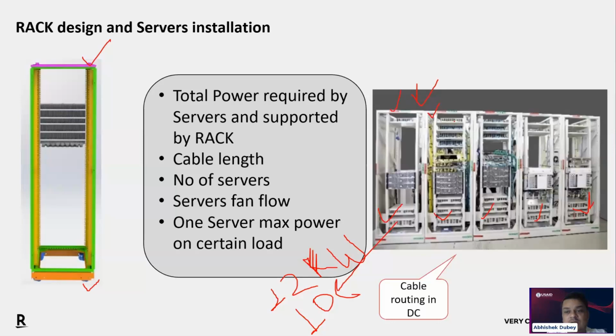These are the racks: rack 1, rack 2, rack 3, rack 4, rack 5. So you calculate. You also have to consider the cable length and cable routing. The number of servers I already mentioned. Also consider the server fan flow, front or back, and one server's max power at a certain load. We usually consider that this server will give you this much power at 70% load, 50% load, or 100% load. The customer may ask you to calculate or dimension the server based on 70% load, so accordingly you have to calculate the quantity of servers.